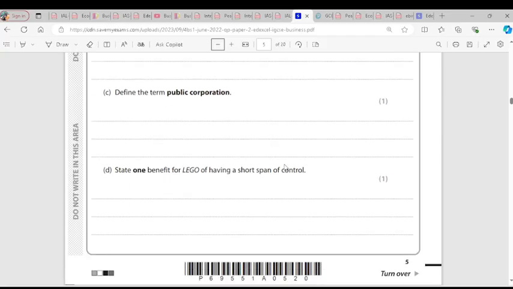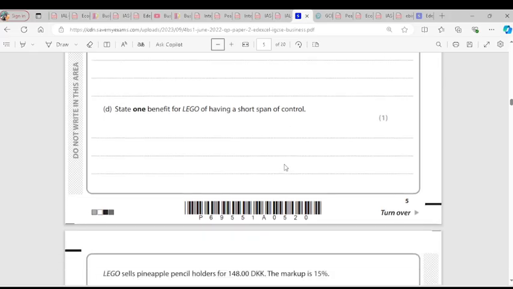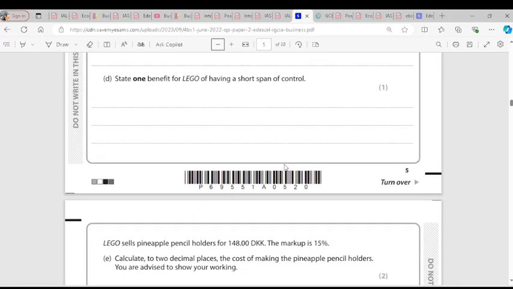Question C. Define the term public corporation. A public corporation is a business owned and controlled by the government. I think it's clear. We go to D. State one benefit for Lego of having a short span of control.